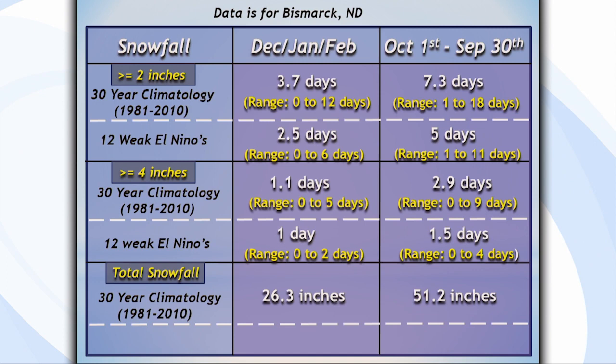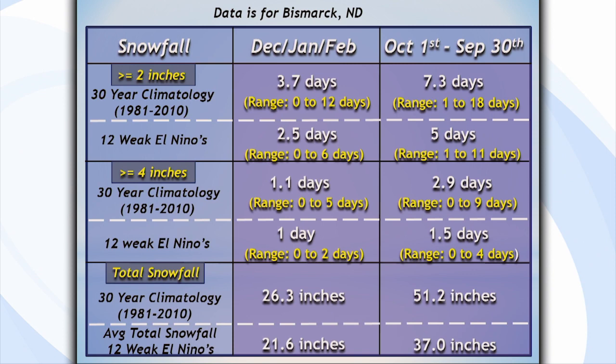And now look at our total snowfall for Bismarck. And again, you can use this proxy for Williston, Minot, Fargo, anywhere in North Dakota. Your totals may be different, but the trends would be the same. So for our total snowfall, the 30-year climatology, we see 26.3 inches for Bismarck in that 3-month period. And then for the yearly snowfall in Bismarck, it's 51.2 inches.